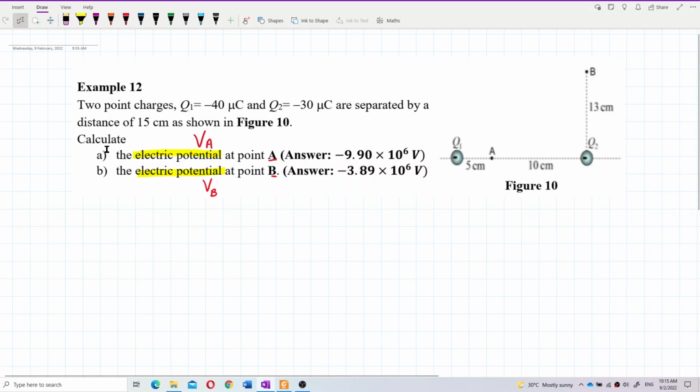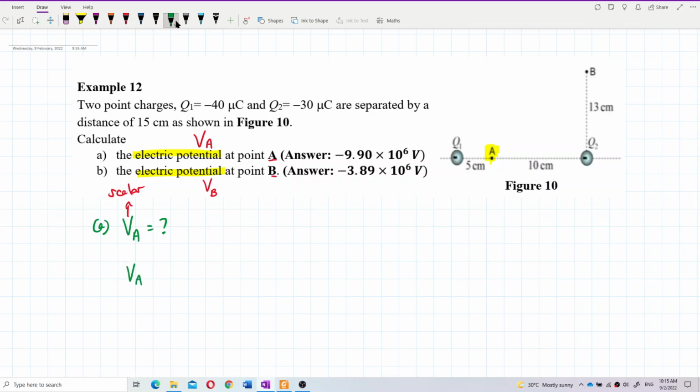We start with question A. I want to find potential at A, at this point. So how many point charges do we have? We have two point charges, Q1 and Q2. Both of them are negative charges, so for the charge you must insert the negative sign because potential is a scalar quantity. Let's do it first.